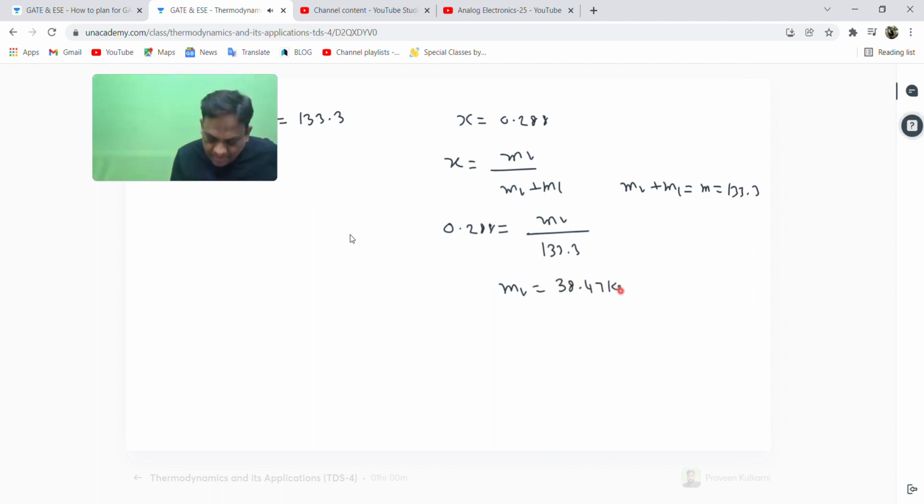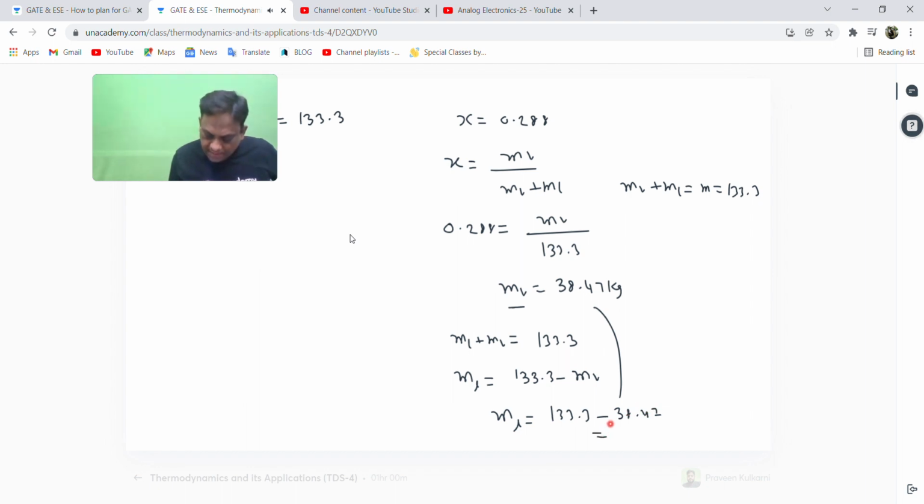38.47 kg. But is he asking the mass of vapor? No, he is asking the initial mass of liquid. The total mass of liquid plus vapor is 133.3. So the mass of liquid is 133.3 minus the mass of vapor, which is 38.47. How much is it? 94.8. Prashant has already given the answer. This is the mass of liquid.